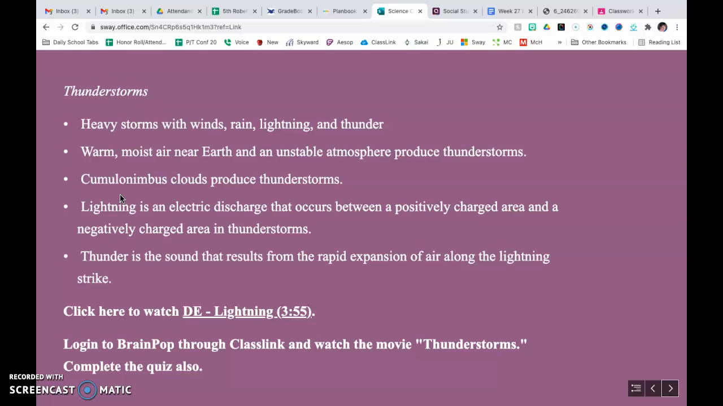the thunderstorms. We know that lightning is an electric discharge that occurs between a positively charged area and a negatively charged area in thunderstorms. So, between a positive and negative charged area. Thunder is the sound that results from this rapid expansion of air along the lightning strike. Because remember, as those molecules heat up, they expand and they start vibrating more and more, so they need more room. So something's got to give, so that's how you get thunder.